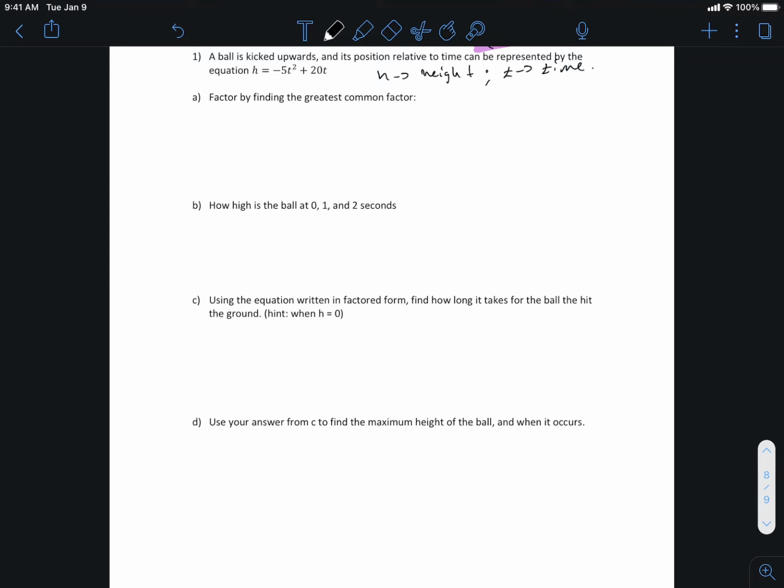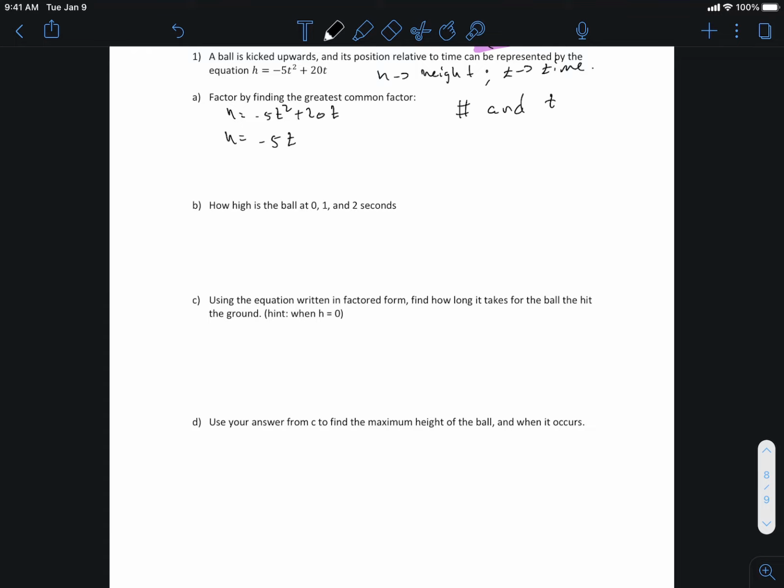Okay, and I've tried to scaffold this question in a way that you're going to do it in the order that I think is going to step you through it. Okay, so you're going to factor this by finding the greatest common factor. This is the same kind of thing that we did earlier. So we're looking at that equation. I'm going to write it out again just so we have it. Negative 5t squared plus 20t. And you're going to say, okay, what's the biggest thing, both number and variable, in this case t, that I can take out of both of those? Well, it turns out that I can rewrite this as taking out the negative 5t.